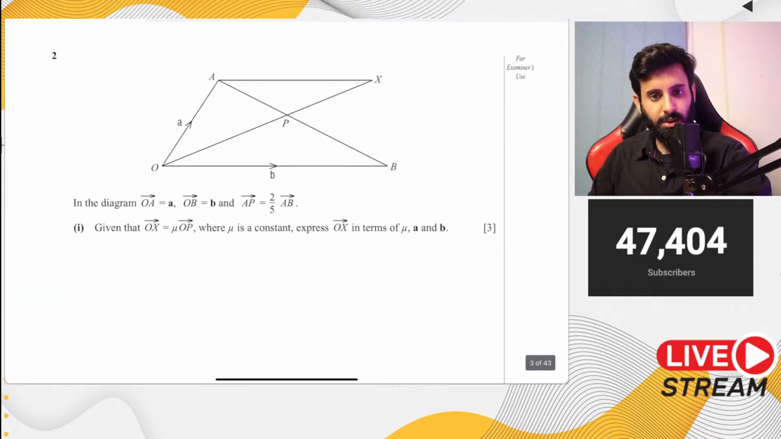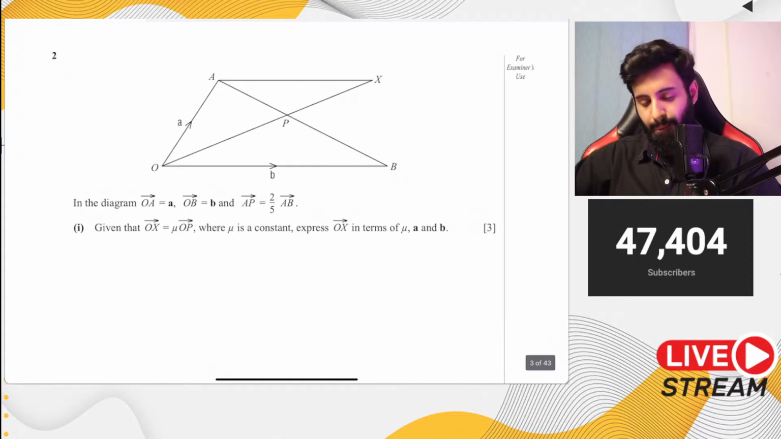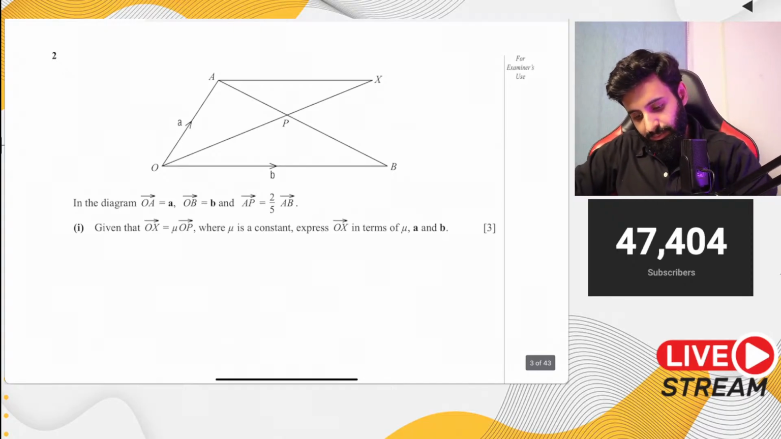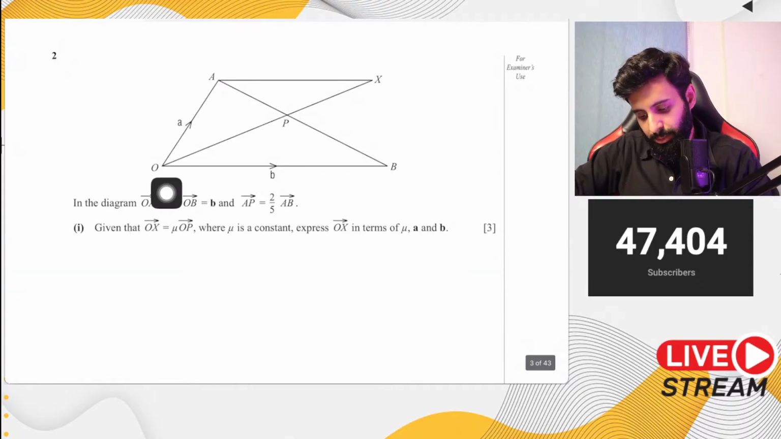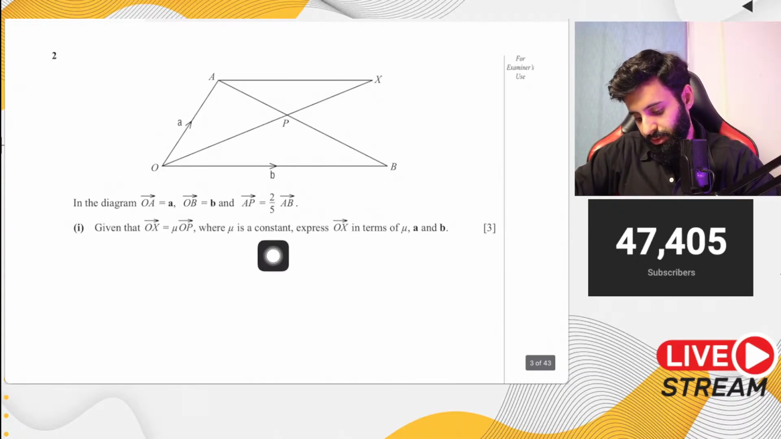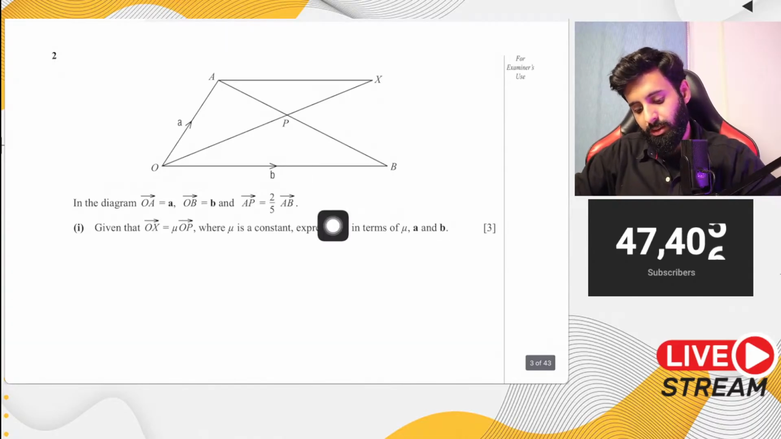Okay, now let's do this question. Let's see what this question says. So this question says in the diagram, OA equals to A, OB equals to B, and AP is equals to 2/5 of AB. Okay. Then it says given that OX is equals to mu times of OP, where mu is a constant, express OX in terms of mu, A and B.